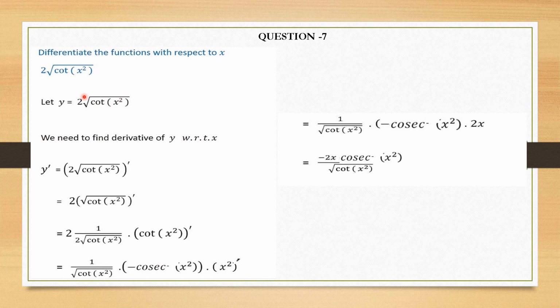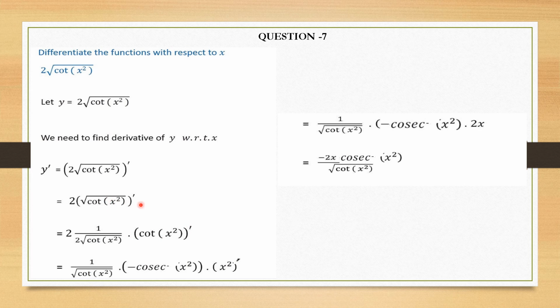So let us start. dy/dx is the derivative of this, which means we are going to differentiate it. It will be 2 times d/dx of the square root of cot x², as the constant is outside. Now what is the derivative of root x? You well remember, it is 1 upon 2 root x. So it is 1 upon 2 times whatever is inside this root, and then you need to do d/dx of what was inside, that is the derivative of cot x².